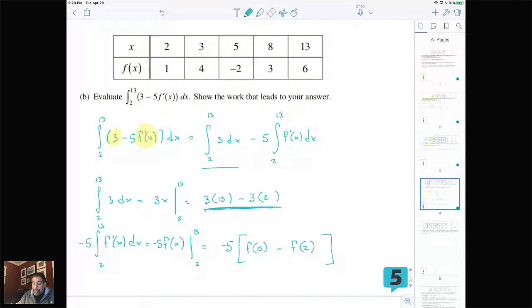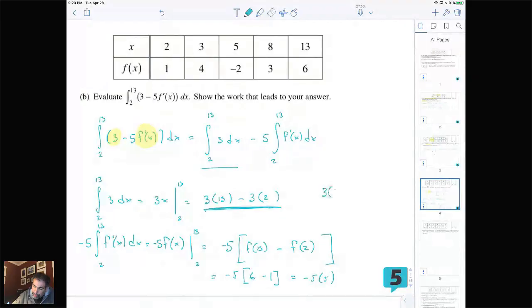We need to now go to our table, and hopefully f of 13 is one of the values, hopefully f of 2 is one of the values. That is the case here, so this is equal to -5 times (f of 13, which is given to us as 6, minus f of 2, which is given to us as 1). So the answer for this part is going to be -5 times 5. Okay, -5 times 5.